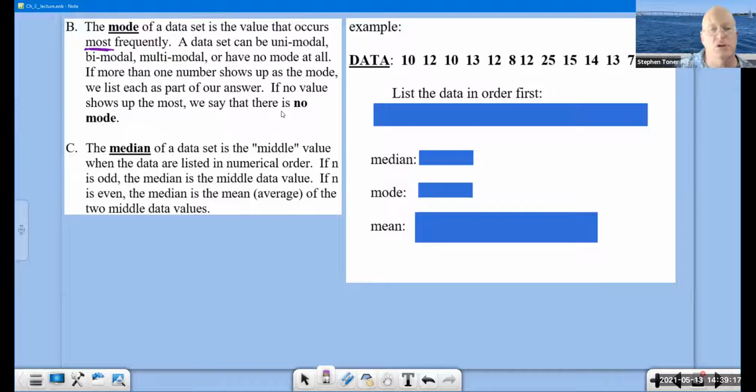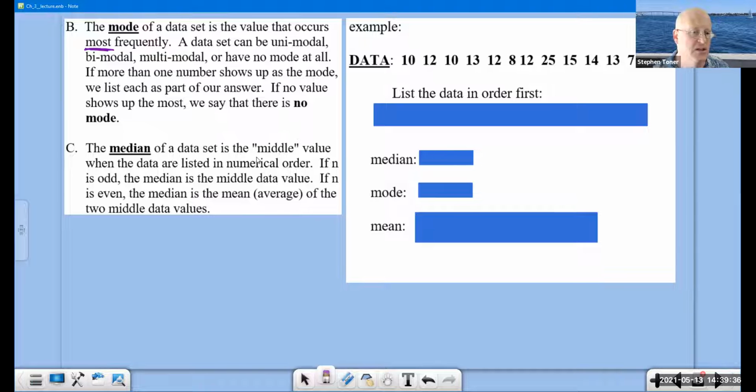So it's the value that shows up the most. Now that is being listed as a measure of center, but quite honestly, it isn't always the measure of center. The median is the middle value when the data values are listed in order.